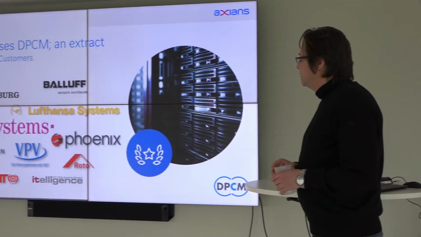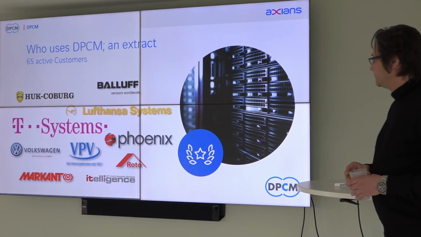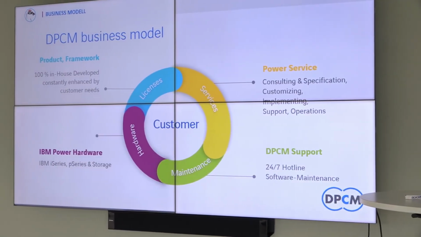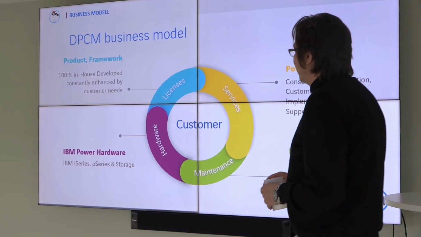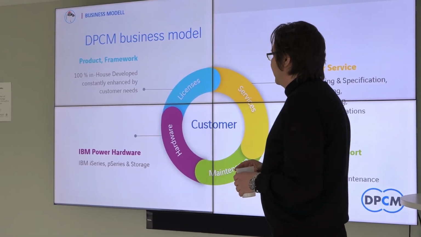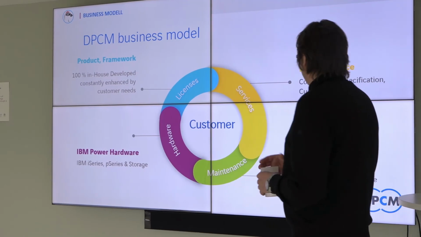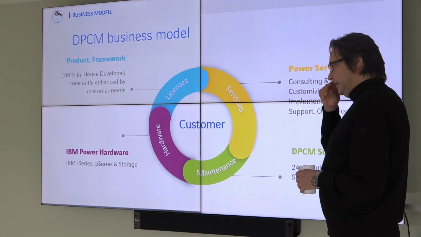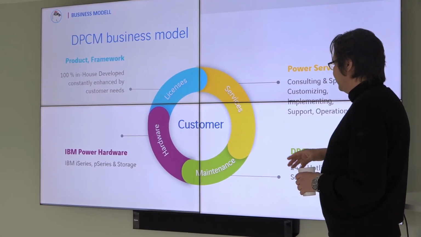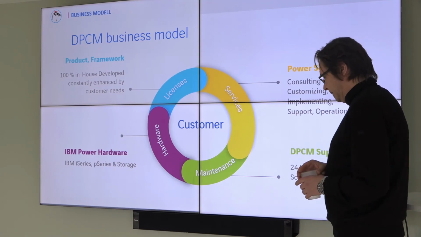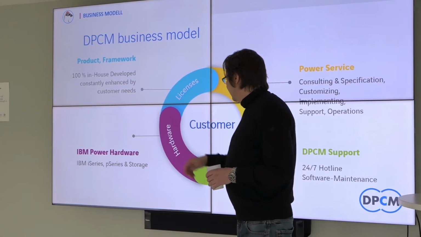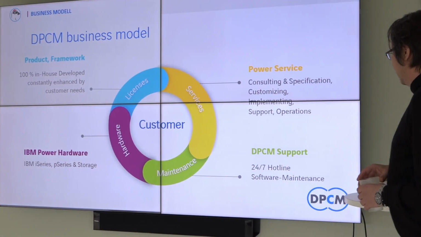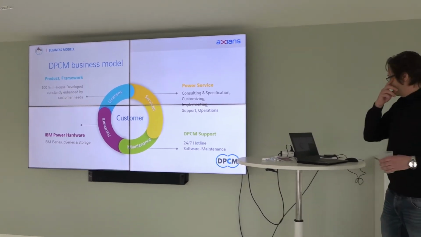An extract of which customers use DPCM: Lufthansa Systems and others. We have a business model around the software. This is the software itself, where we buy all the licenses. We have the services for the system engineers controlling the power processing of the customer, and we sell the power hardware itself, and on top support for the software and for the power service too.